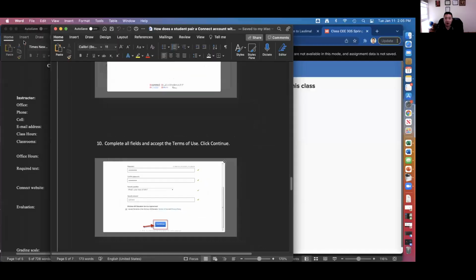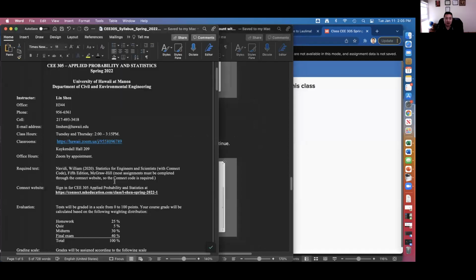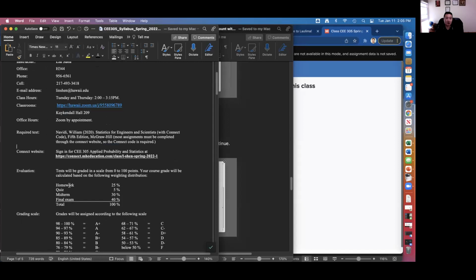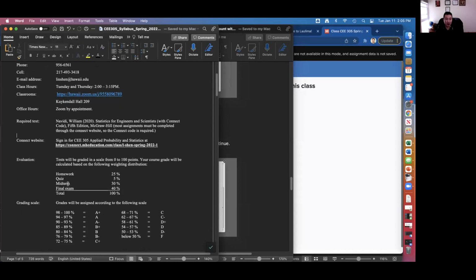This is very important: you do not need to purchase the hard copy of the textbook. Everything will be on the Connect website, including the textbook. Also all our homework, quiz, midterm, and the final exam will come from the Connect website.